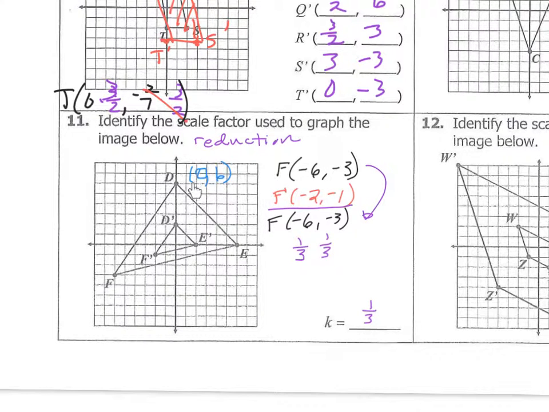So what's 0 divided by 3? Isn't that the x value of D prime? Isn't D prime 0? And then what is 6 divided by 3? 2. And isn't that the y value of D prime? So didn't it work for that one also? Okay, so that's how you're going to find those.